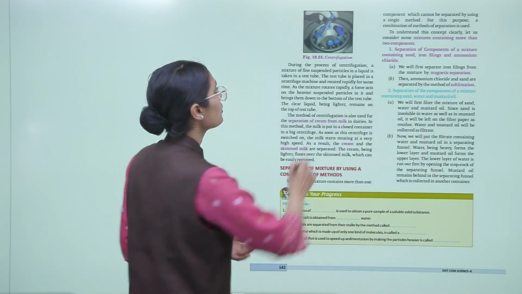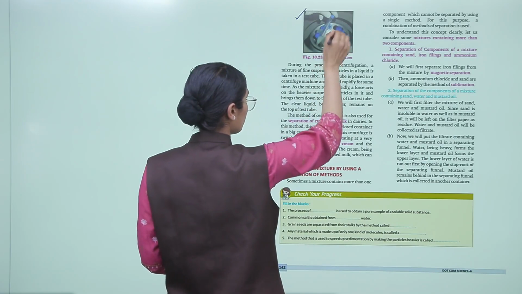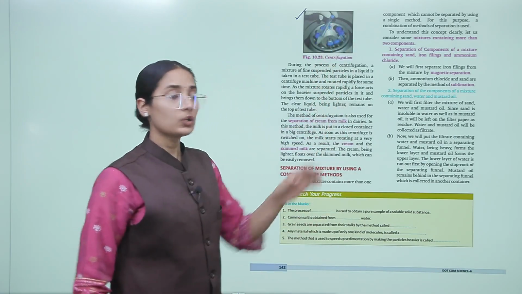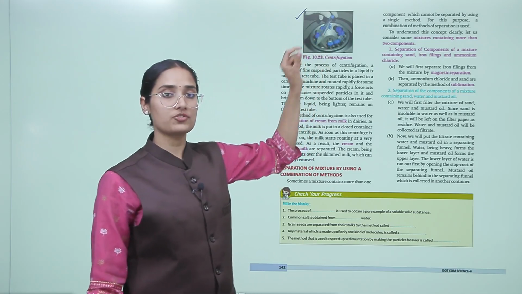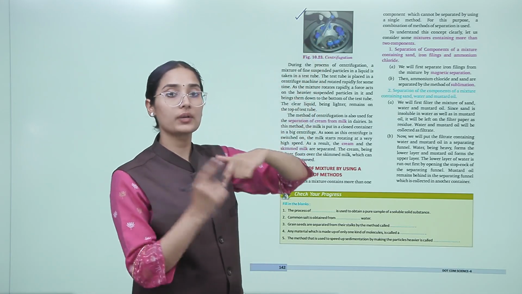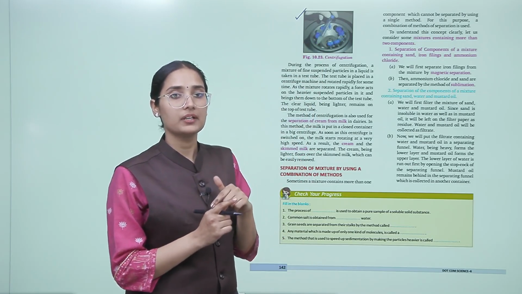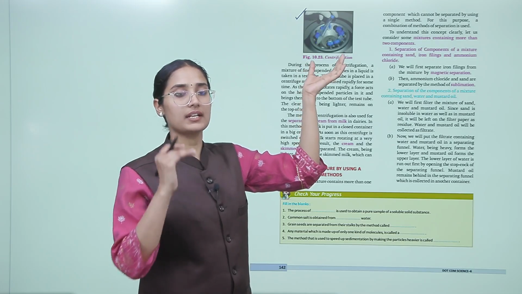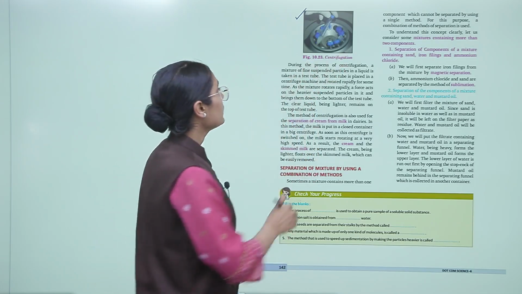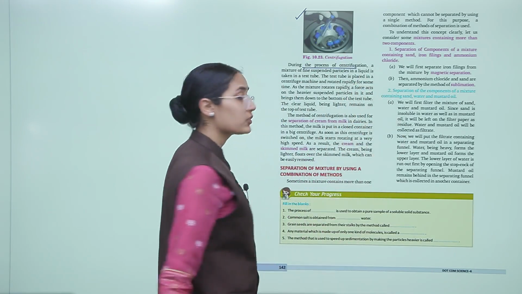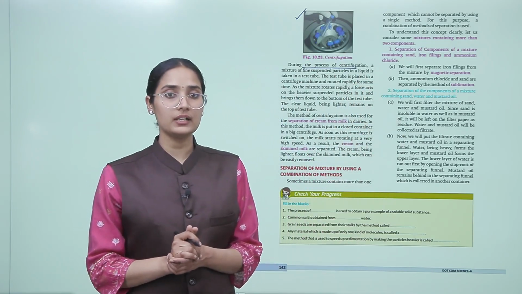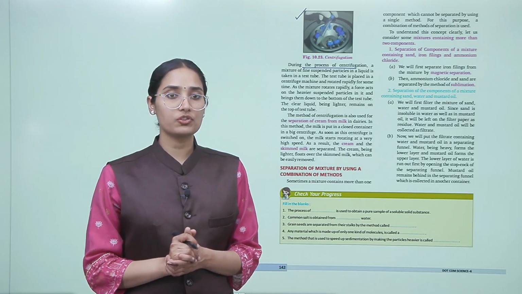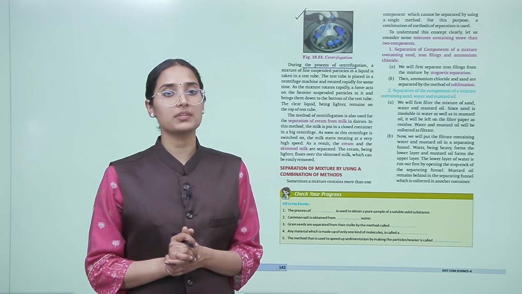So this is how this centrifuge machine looks. Here these test tubes are placed. Closed tubes are placed, and then it is closed and rotated at a very high speed. This results in the sedimentation process. During the process of sedimentation, a mixture of fine suspended particles in a liquid is taken in a test tube. This test tube is placed in a centrifuge machine and rotated rapidly for some time.